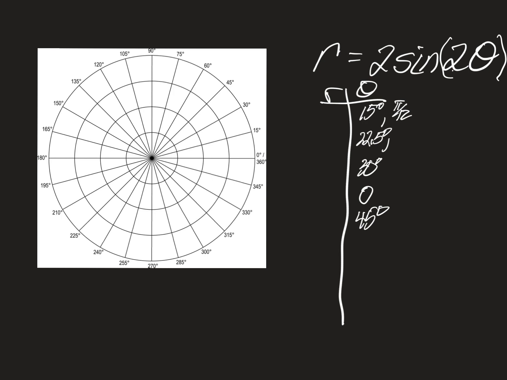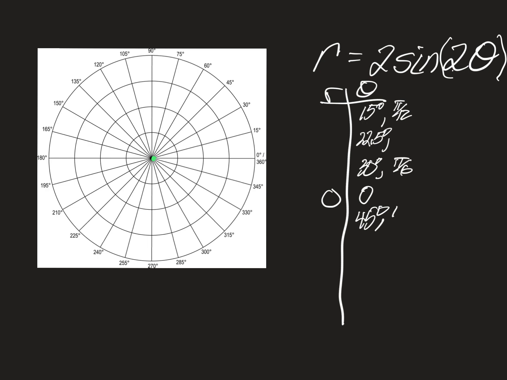So we plug in 0 for theta, so I get the sine of 0. The sine of 0 is 0, and so 0 times 2 is 0. So (0, 0) is a point on our graph, okay? And that would be this point right here. Then I go to 15 degrees, which is pi over 12.